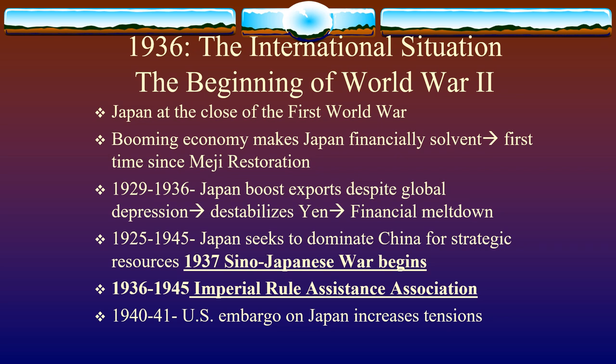And it seems like this party is an association designed to help the emperor. Well, nobody on planet Earth could deny that. That just sounds like a really clever way of making this party palatable to the people. On the other hand, the Imperial Rule Assistance Association is being run largely by the army. And so they get voted in because it's the Imperial Rule Assistance Association, which sounds benign to the ordinary Japanese, but it's being run by the army.